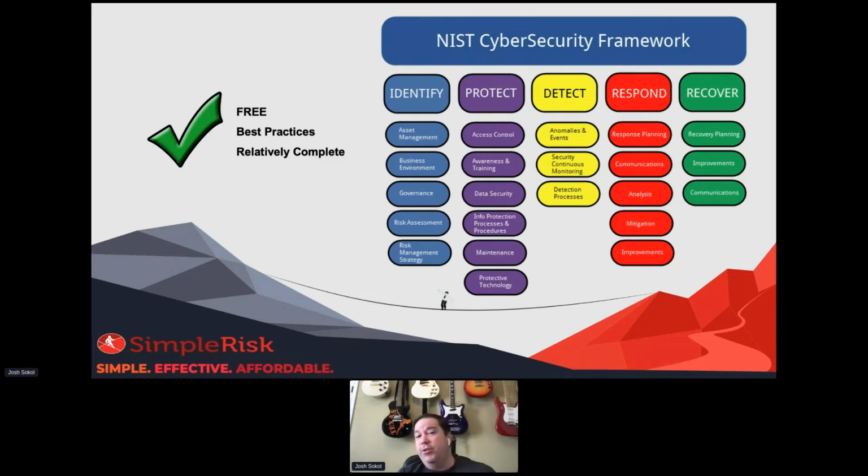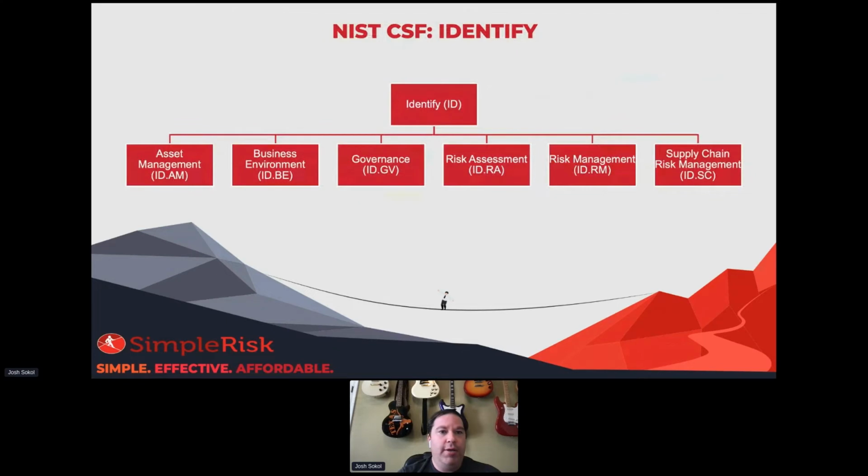NIST CSF breaks into 5 different functions: identify, protect, detect, respond, and recover, that you see there. And each of those functions has several categories, resulting in 23 total categories. Just as an example, our identify function looks like this. We have asset management, business environment, governance, risk assessment, risk management, and supply chain risk management. When you look at NIST, you've got the higher level function as ID, identify, and then you have asset management, AM. So in NIST CSF speak, that's going to be identify asset management as ID.AM. Makes sense, right?